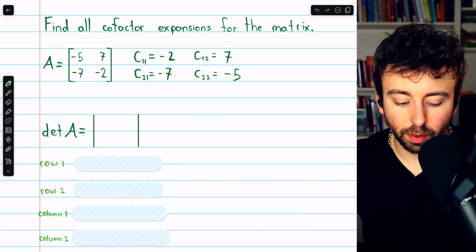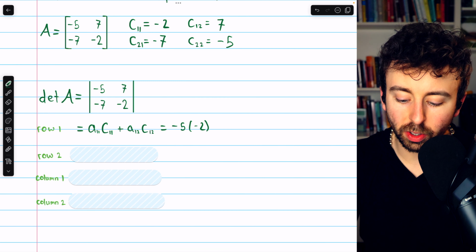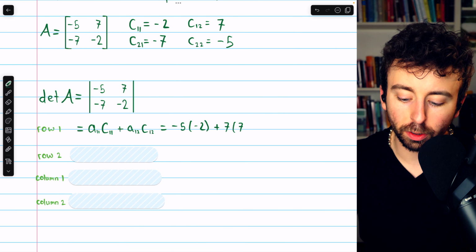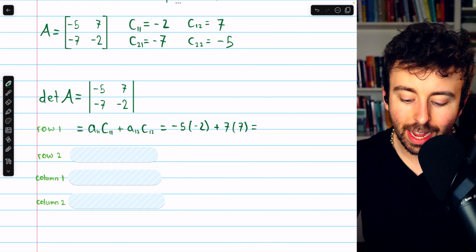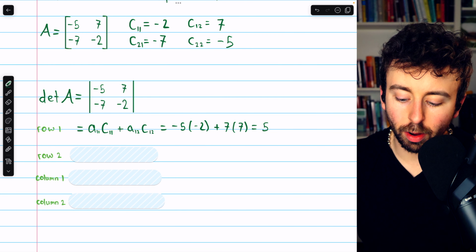Now we can find the determinant of this matrix by looking at all of the different cofactor expansions. Beginning with row 1, we have the first entry of row 1, which is -5, multiplied by its corresponding cofactor, which is -2, plus the next entry in row 1, which is 7, multiplied by its corresponding cofactor, which is also 7. This is 10 plus 49, so 59.